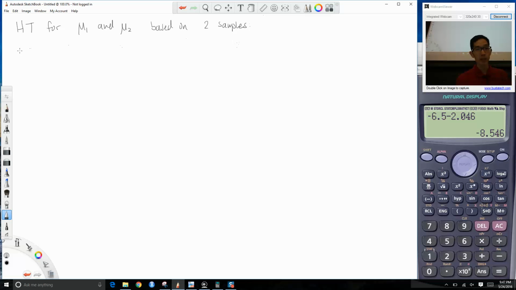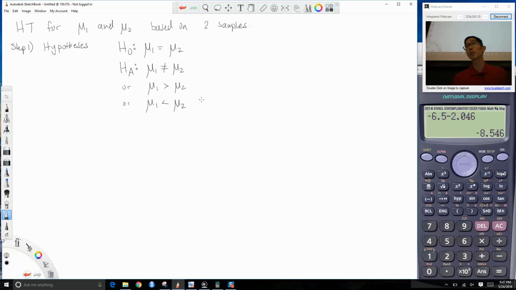Okay, all right, so step 1, the same 4 steps for hypothesis testing. So make our hypotheses. The null hypothesis is mu1 is equal to mu2. So it's always going to be this, and then the alternative will be mu1 is not equal to mu2, or mu1 is greater than mu2, or mu1 is less than mu2. Okay? It's just like when we were dealing with proportions. We had 2 proportions and 2 samples and all of that. Same type of stuff.